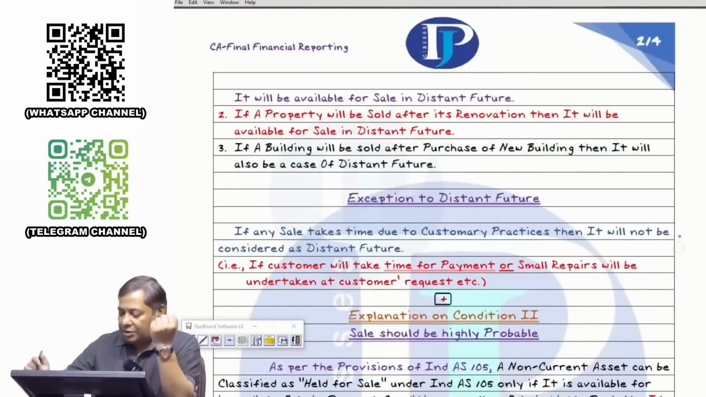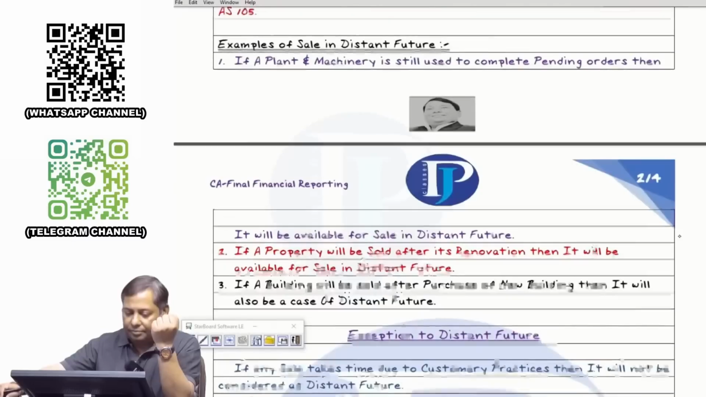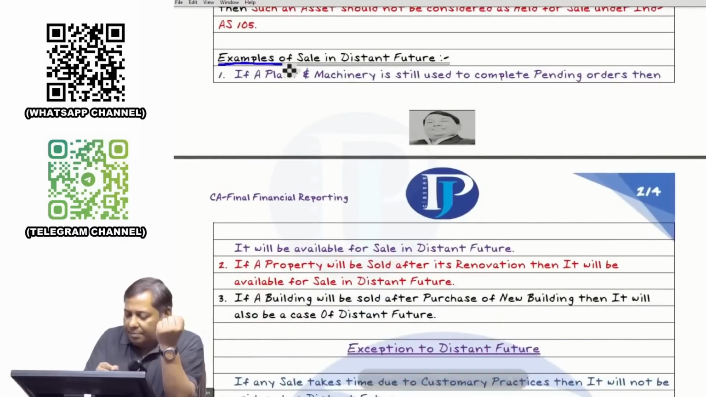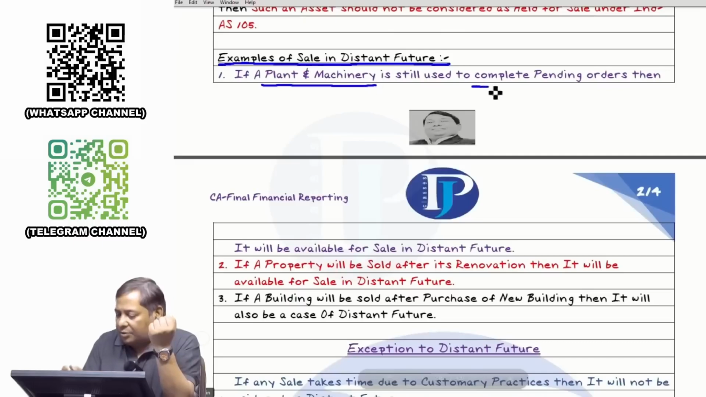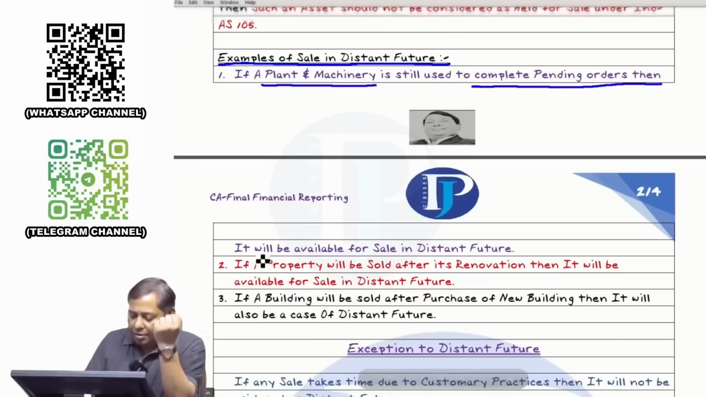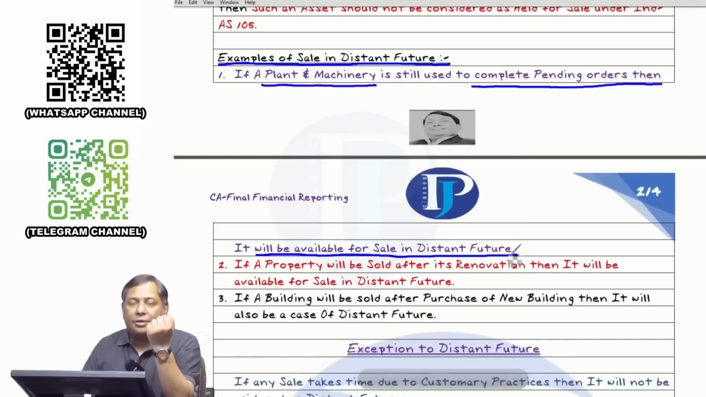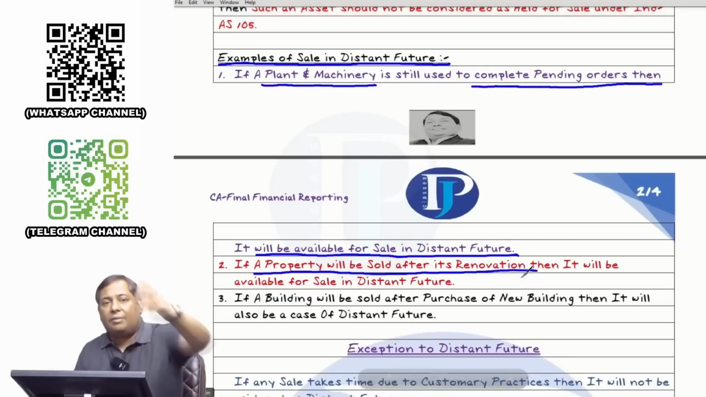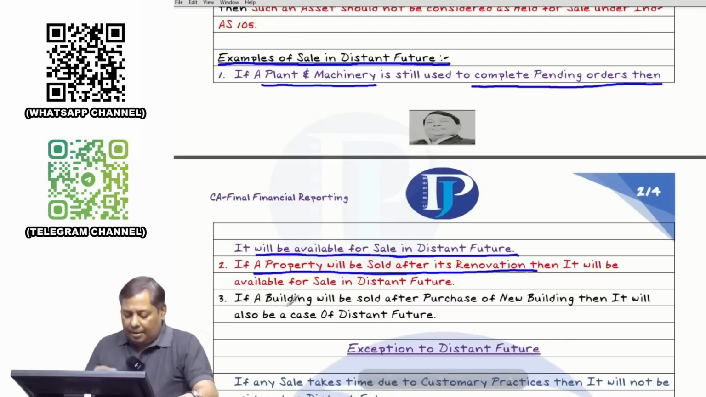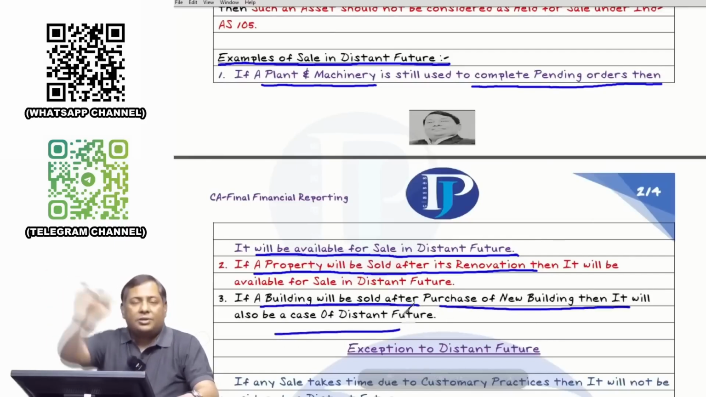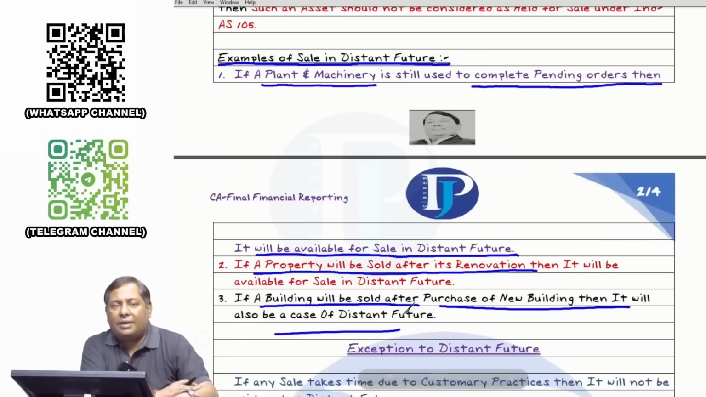These are examples in which the distant future is visible to you. What are these examples of distant future? You have plant and machinery and you are still utilizing it to complete orders. This will be available for sale in the distant future, but your orders are not settled and the machine is being used. You have a property, you will sell it after renovation. So this will also be available for sale in the distant future. You have a building, you will sell it when you shift to the new building. This will also be available in the distant future. It can't be brought to 105 yet. So you shouldn't have any excuse.